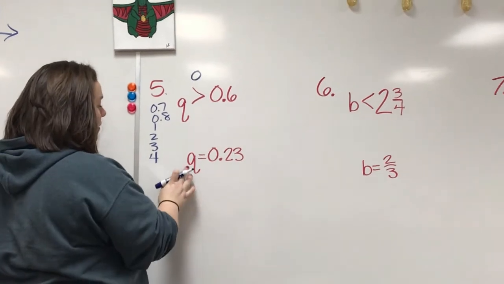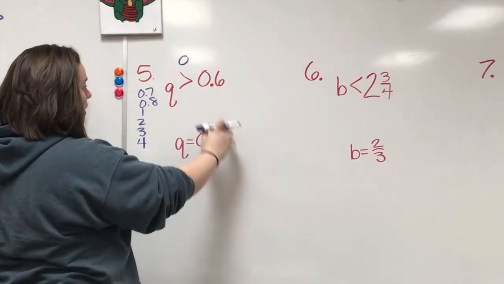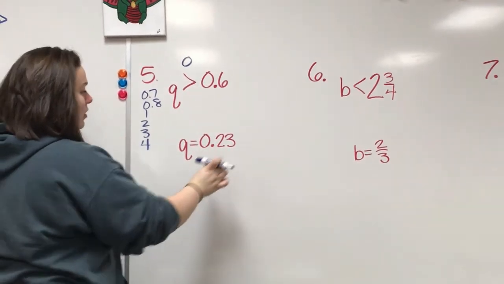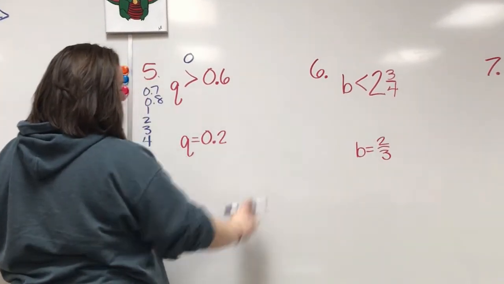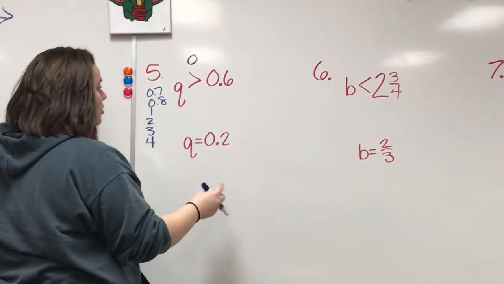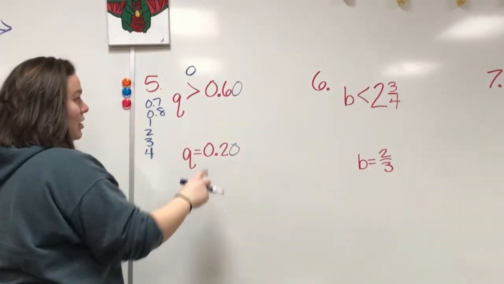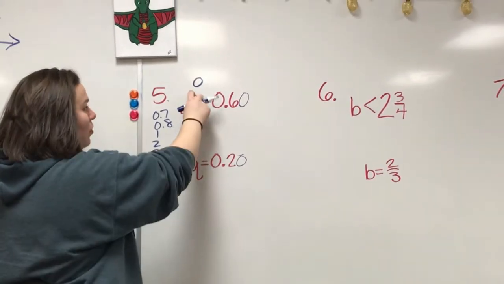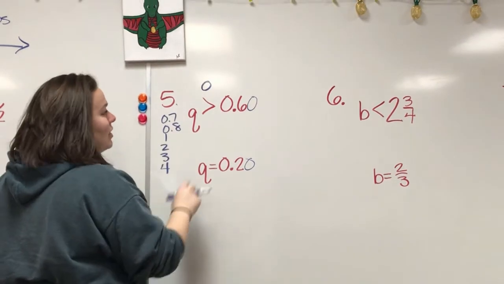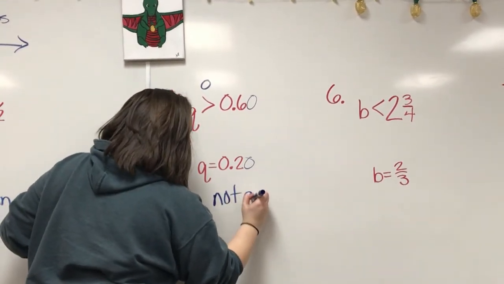Okay, so now we have to answer, is 0.23 greater than this? Honestly, I would just take away this and I would say, is 0.2 greater than 0.6? And that is not true. Would you rather have 60 cents or would you rather have 20 cents? I would rather have 60 because it's more. And we're looking for something higher than 60. So this is not a solution.